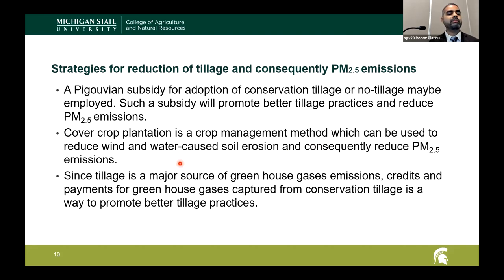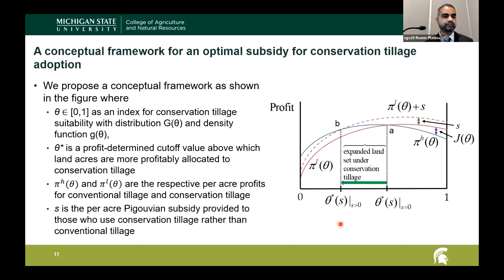Similarly, cover crop plantation is a crop management method that can be used, and that basically reduces wind and water soil erosion, and consequently reduces PM2.5 emissions. And since tillage is also a major source of greenhouse gas emissions, credits and payments for greenhouse gases captured from conservation tillage is also a way to promote better tilling practices.